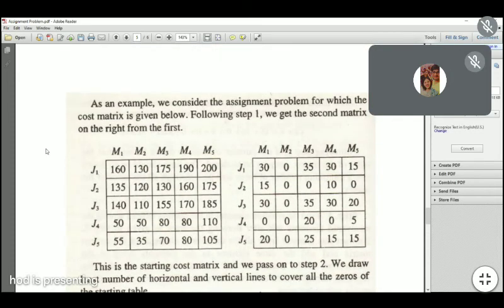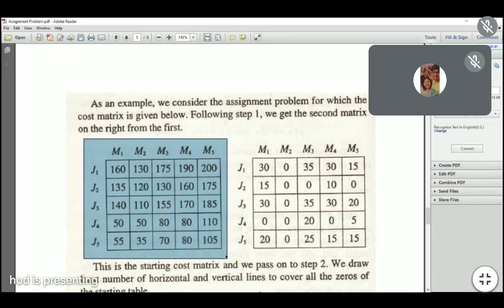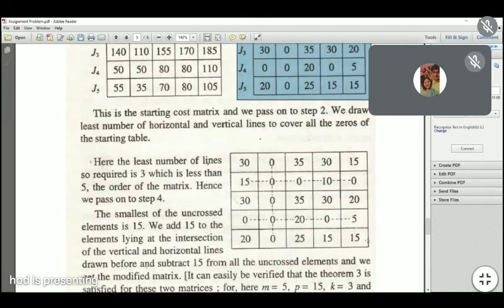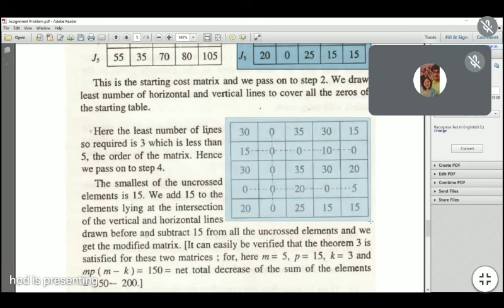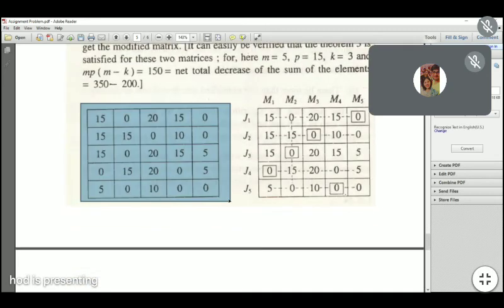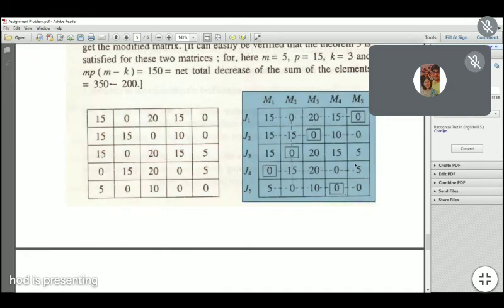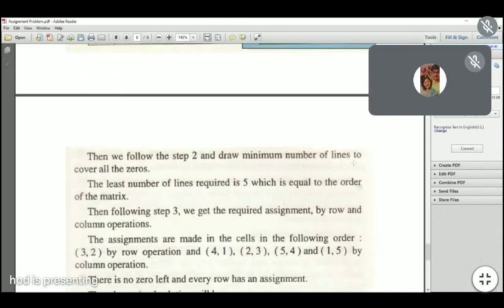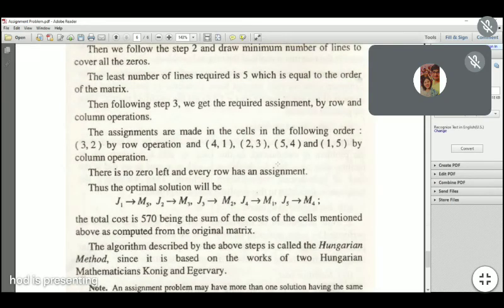So what you will do in the exam, this is given, right? Next, you will show this matrix. After that, you will show this matrix. After that, you will show this matrix. And last, you will show this matrix. Just write the matrix, and any statements we don't have to write. Then you only write this: this is the optimal allocation and the cost is this.